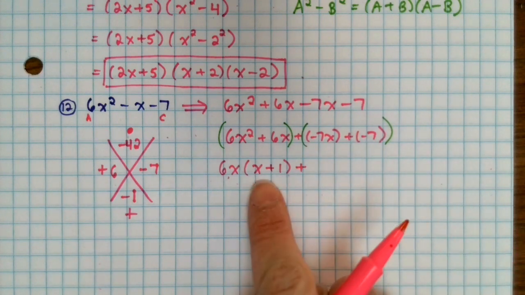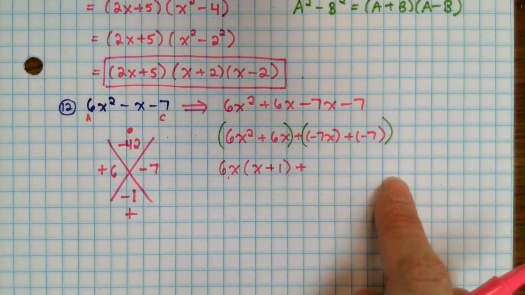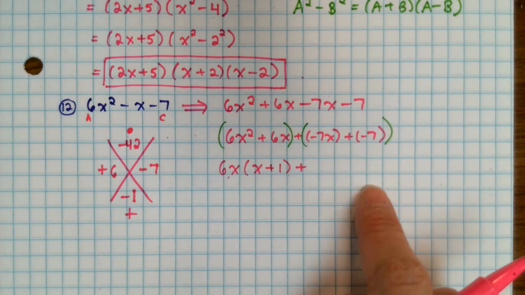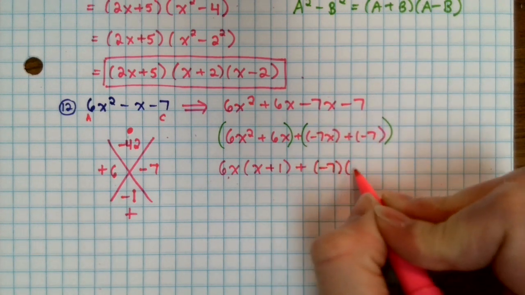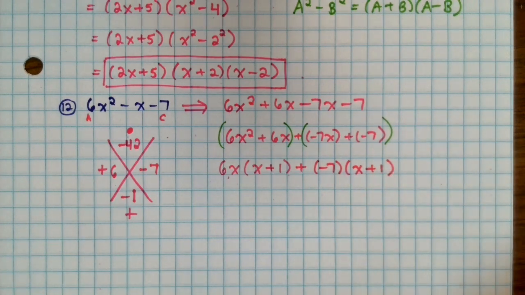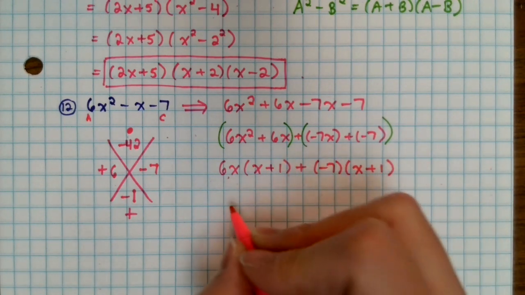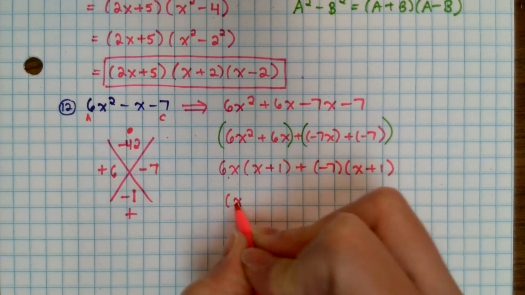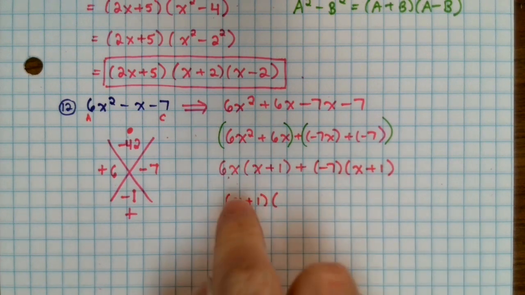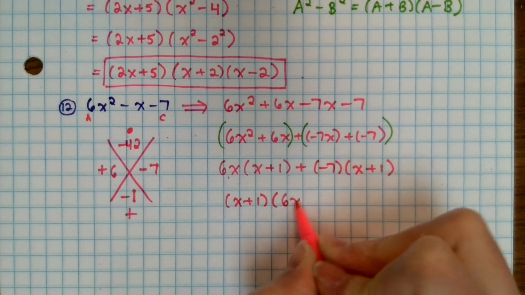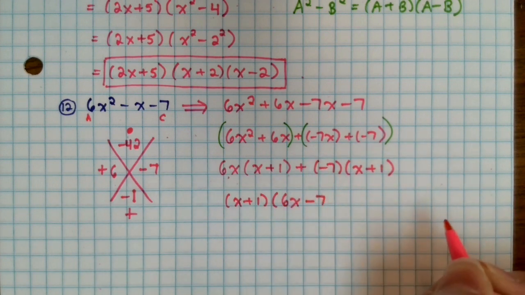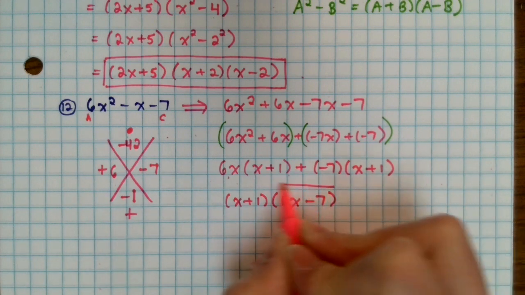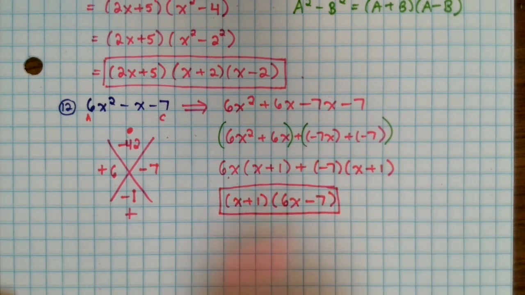Plus, and again, our goal is to get this x plus 1 over here as well, so we can factor it out of both. So we're going to end up factoring out a negative 7, and then I'm left with x plus 1, which is perfect. So now we're going to factor out the x plus 1 from both of these terms, and then I'm left with 6x plus negative 7, which we'll write as just minus 7. And then that is as far as we can go with this question.